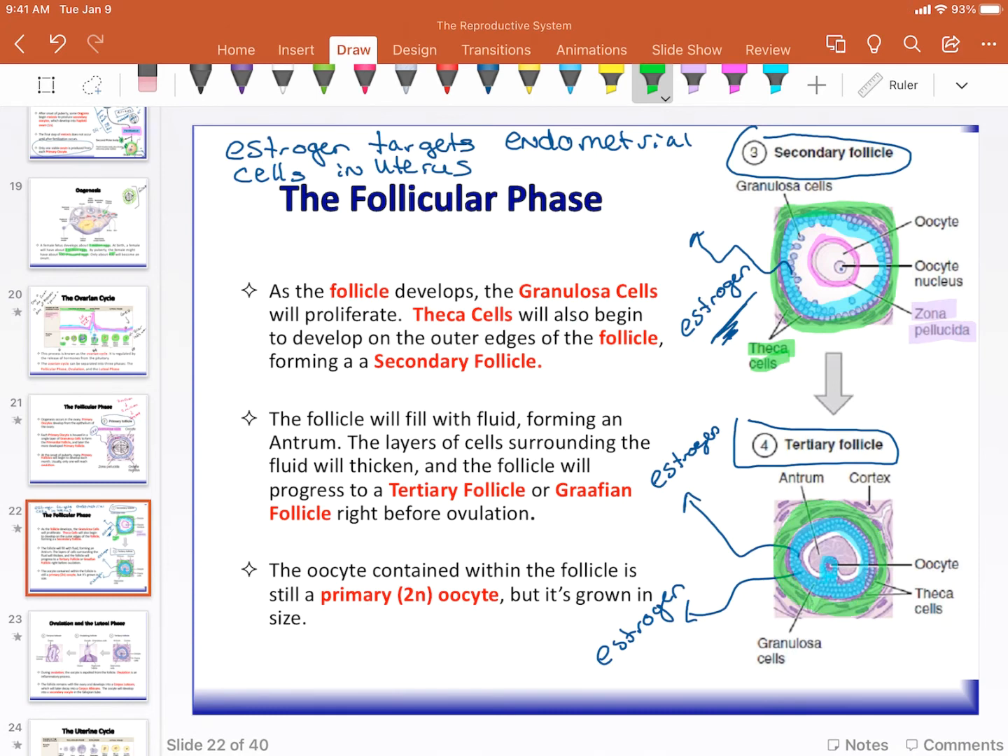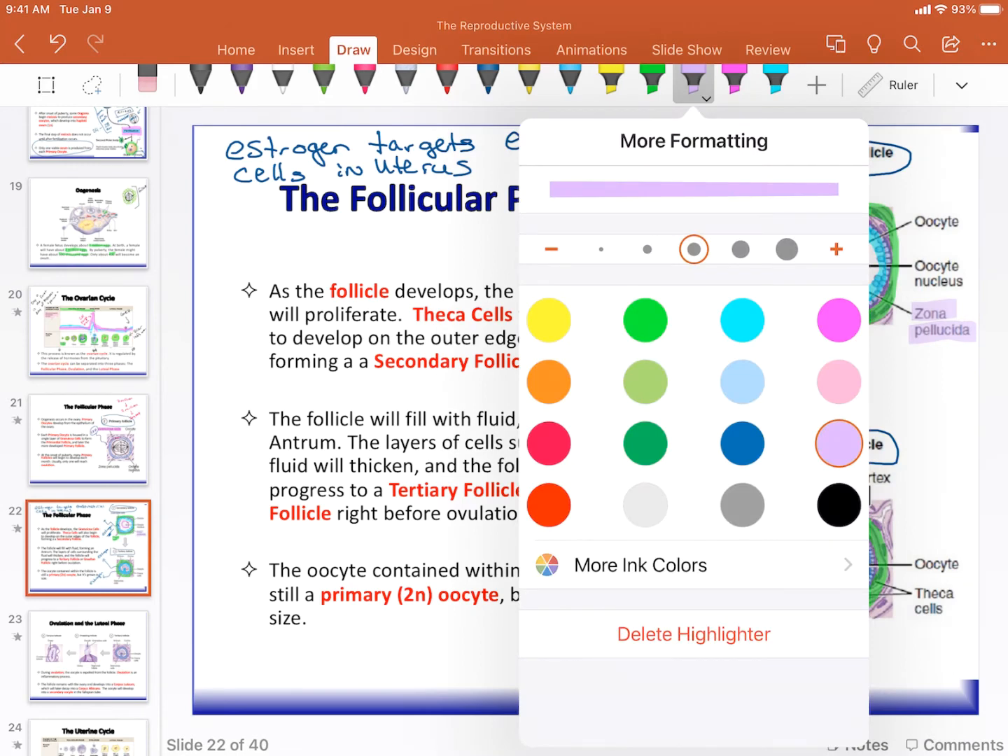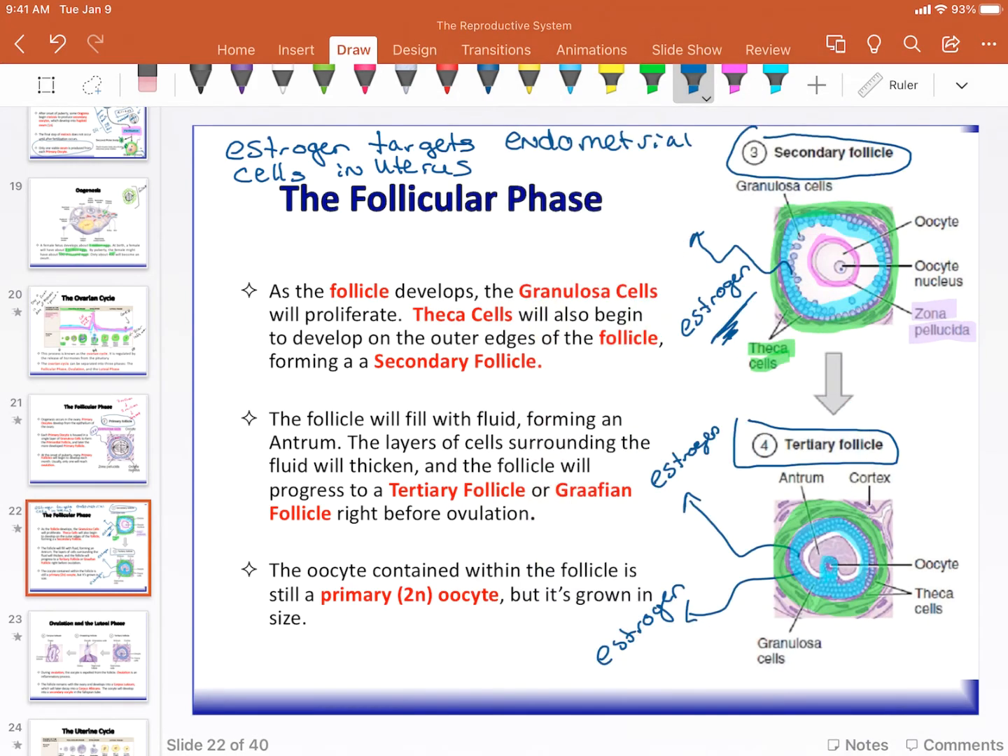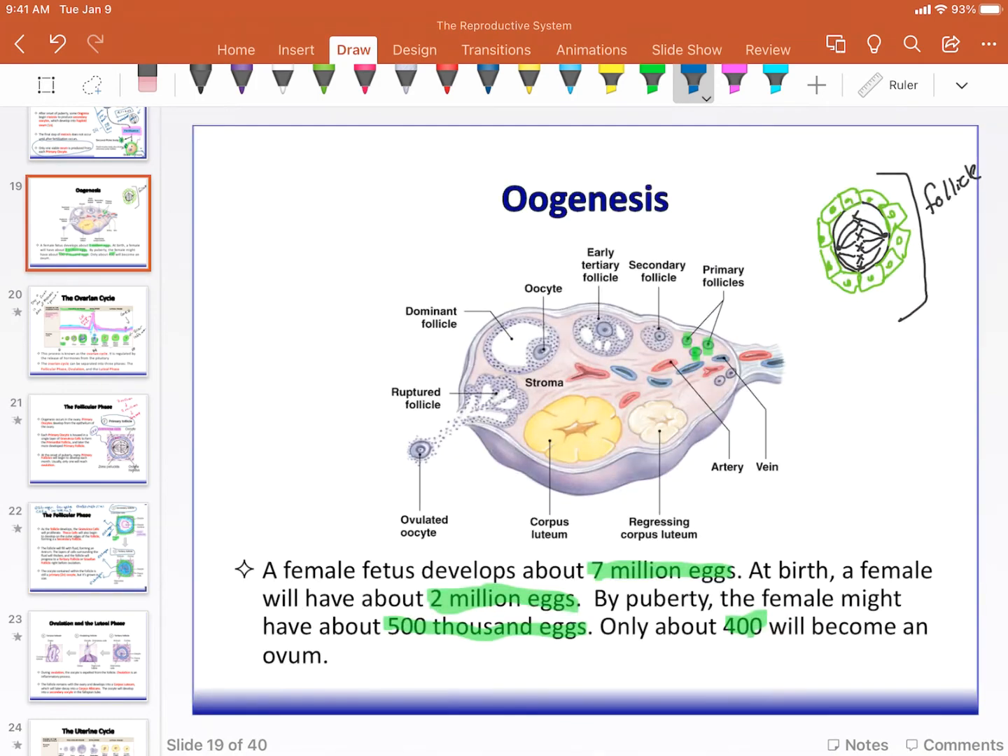But now we're also going to get the filling. We're going to fill the innermost layer right here with fluid. Okay? That's going to be filled with fluid. And at first we only get a little bit of fluid. But gradually it's going to start to fill and fill and fill until essentially what we have happening is we're forming a little cyst.